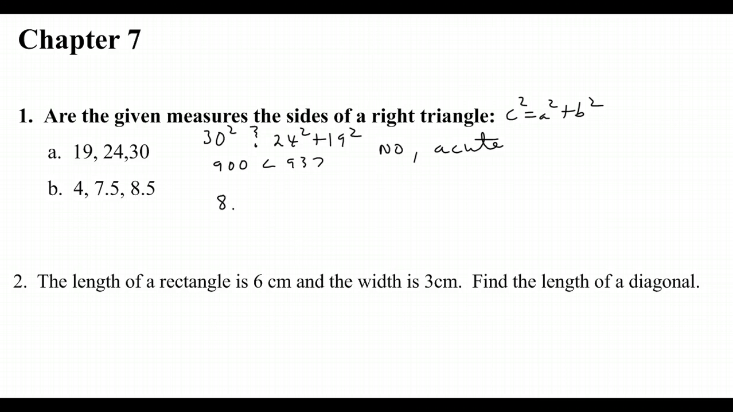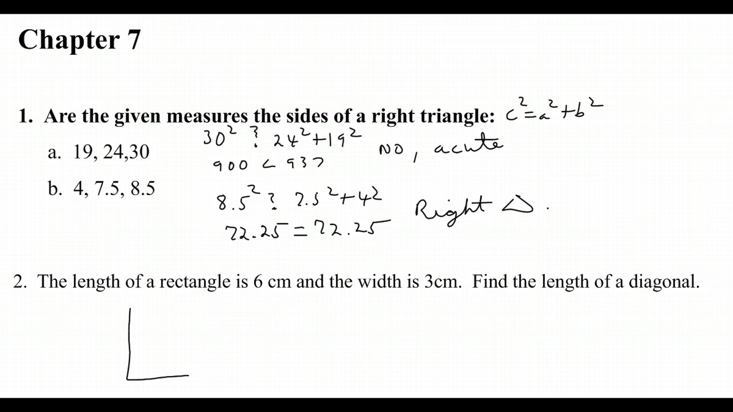When I compare 8.5 squared to 7.5 squared plus 4 squared, I see that they're both 72.25, so therefore they are a right triangle.